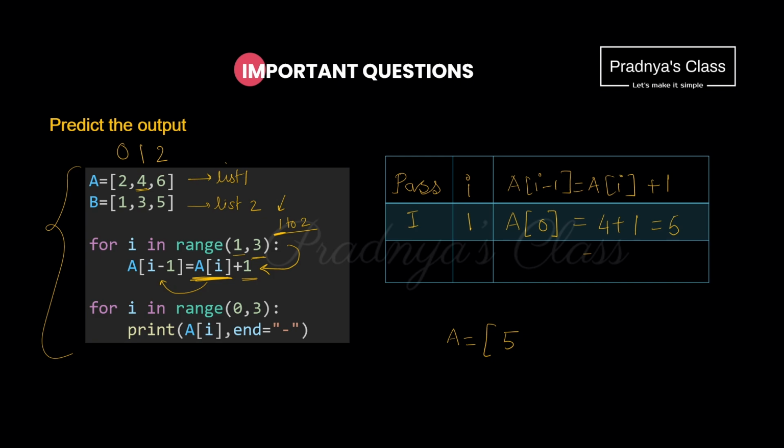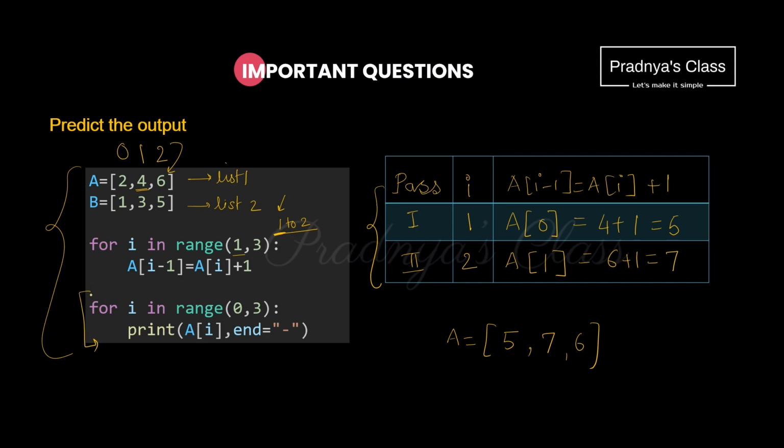Now look at the values in pass 2. The next value of I will be 2. Now which element do we have at the index 2? It is nothing but 6. 6 plus 1 will be 7. It will get initialized to A of I minus 1. I is 2. 2 minus 1 will be 1. So 7 will get placed at the first position. This loop is going to execute only 2 times. So let's write the last element as it is. In this way we executed the first for loop.